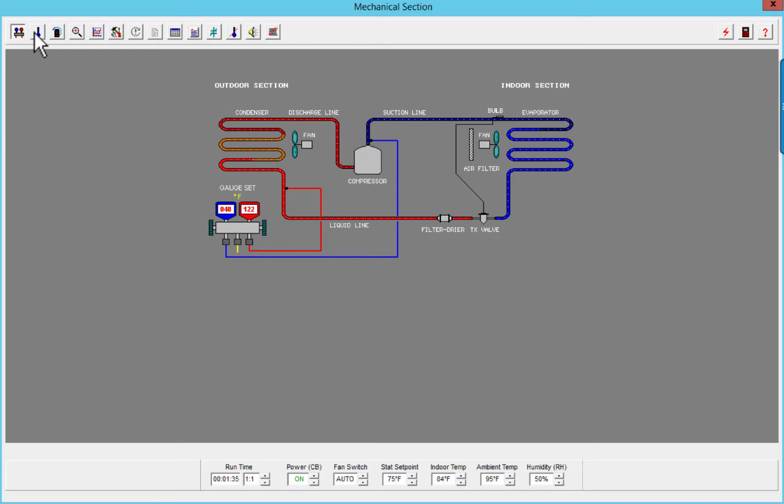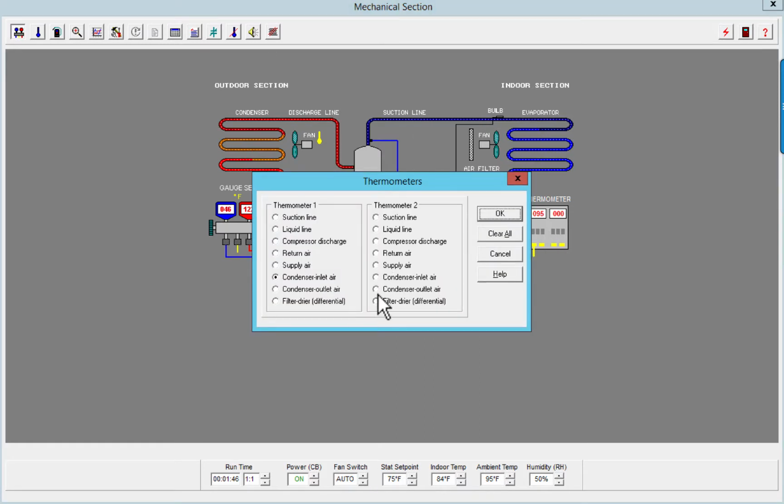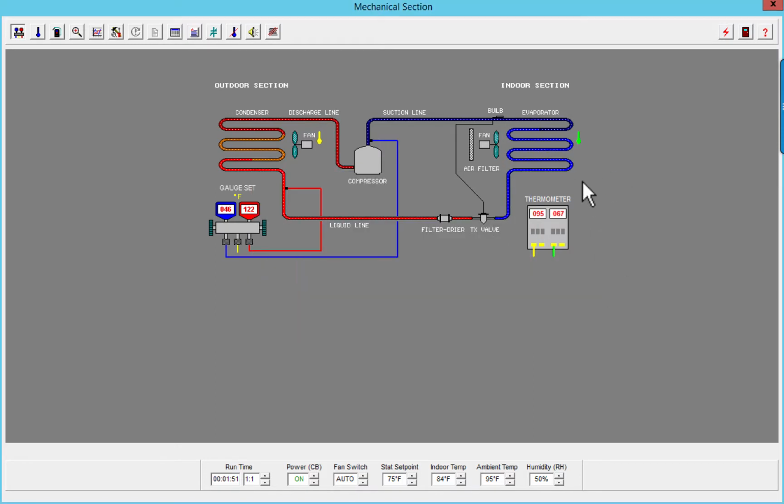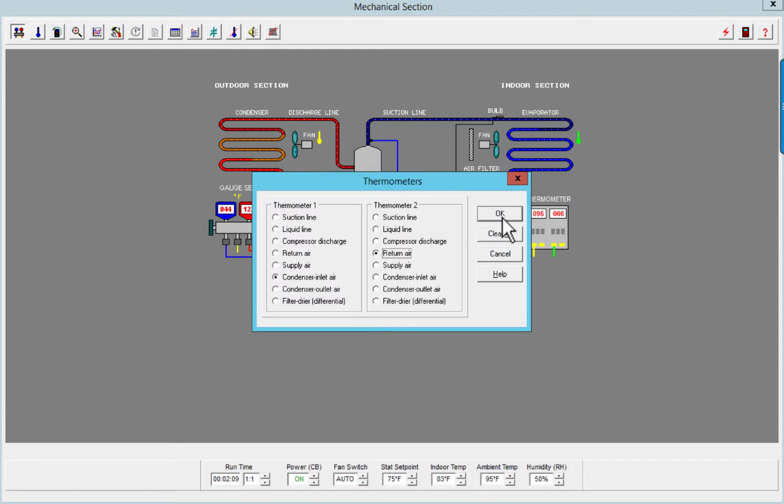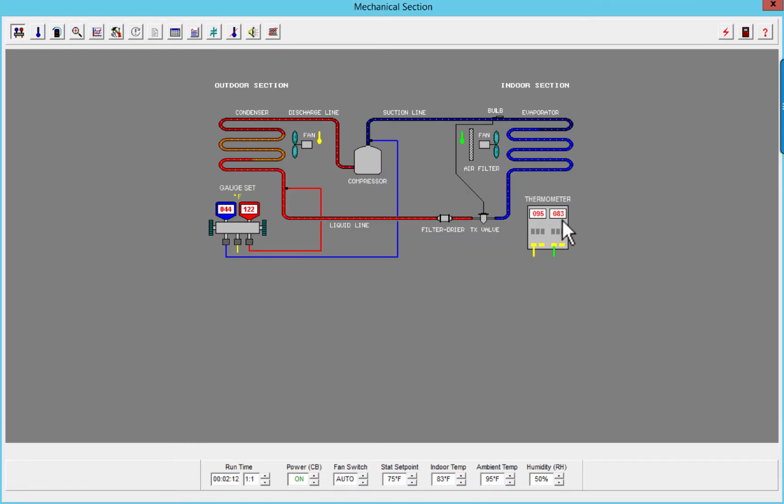Let's throw some temperature probes in here. I'm going to put one on the inlet of the condenser, and I'm going to just double click on this, and I want to choose the supply air just so we can see what's happening with the air temperatures. So let's look at the low side first. My evaporator coil is about 45 degrees. My supply air is running about 67 degrees. If I click on this and move that to the return air, my return air is at 83 degrees.